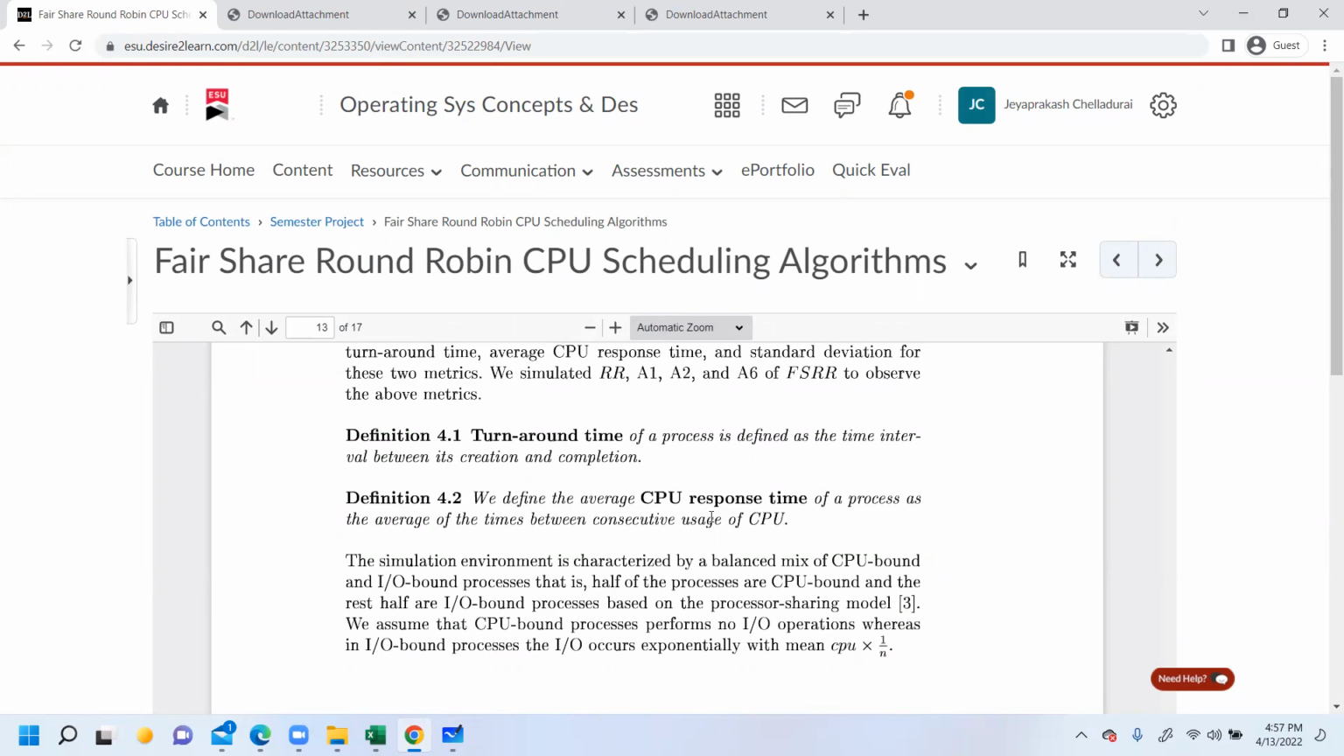But I am redefining the response time as the average of times between the consecutive usage of the CPU. So again, when it gets the CPU, that is my response time. I just recalculate. I don't like the first-time definition. See, the first time it gets the CPU, we cannot say the response time is good. For consecutive times also, it has to get the CPU faster, right? So that's why I changed the response time definition in this paper.